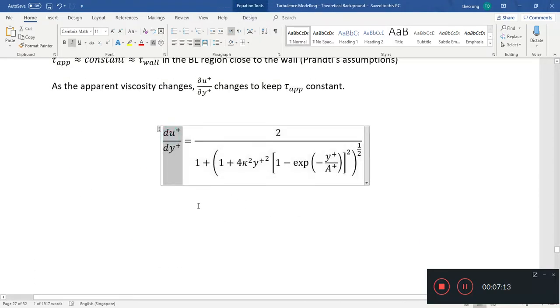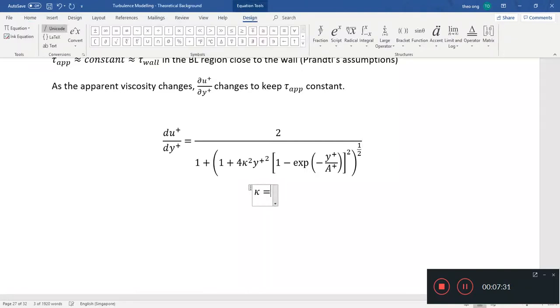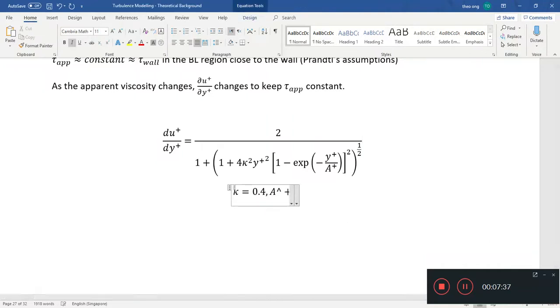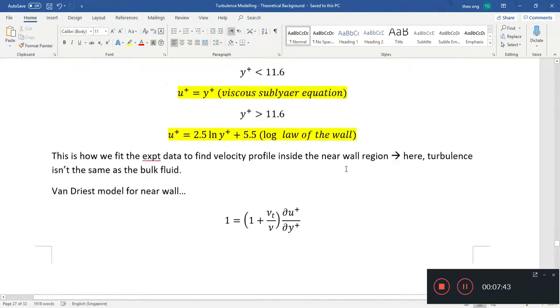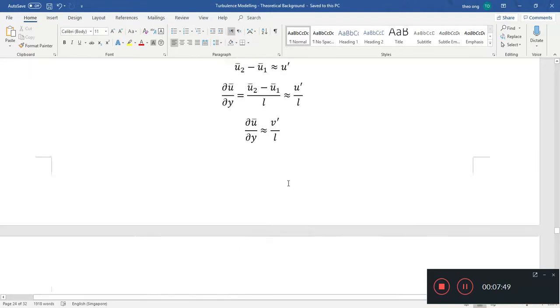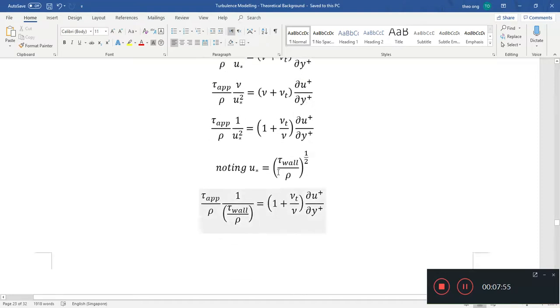All right, so you have this very nice velocity profile that you can just manually calculate using some software, doing some numerical integration, using kappa usually equal to 0.4, A plus equals 26. This is the Van Driest model. Now the question is this: we have u plus and y plus, right? But then how do we get the velocity profile? We actually need to scale it back, right?